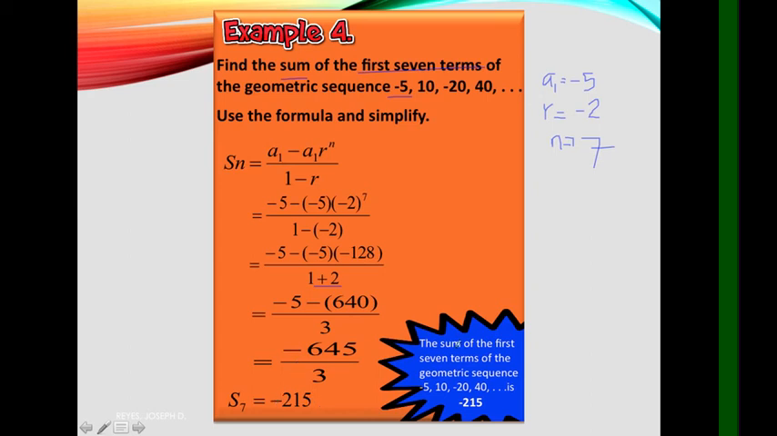Therefore, the sum of the first 7 terms of the geometric sequence negative 5, 10, negative 20, 40, and so on is negative 215. So that's our answer for this particular example.